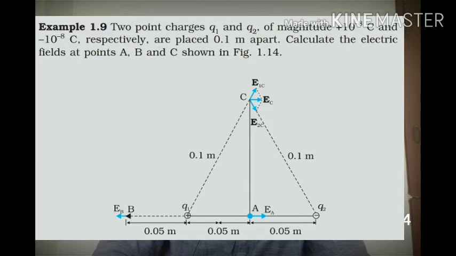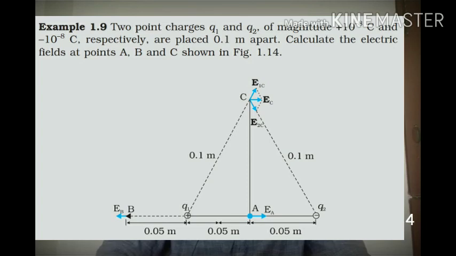Now I want you to look at solved example number 1.9 that you will be seeing on your screen right now. The question is: 2 point charges Q1 and Q2 of magnitude plus 10 to the power minus 8 coulombs and minus 10 to the power minus 8 coulombs respectively are placed 0.1 meter apart. Calculate the electric field at points A, B and C as shown in the figure. This is the figure that we are having. We have charges Q1, Q2. They are exactly 1 meter apart from each other. Then you will see 3 points A, B and C. We have to find out the electric fields at these points.